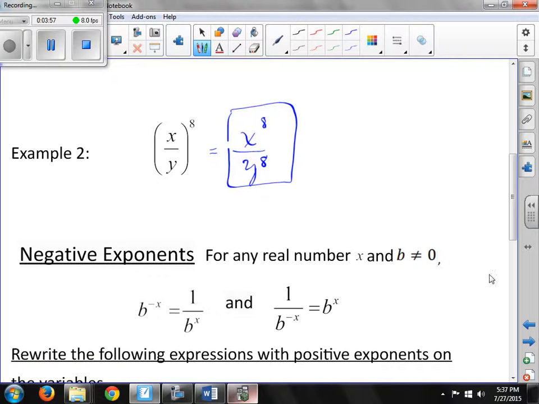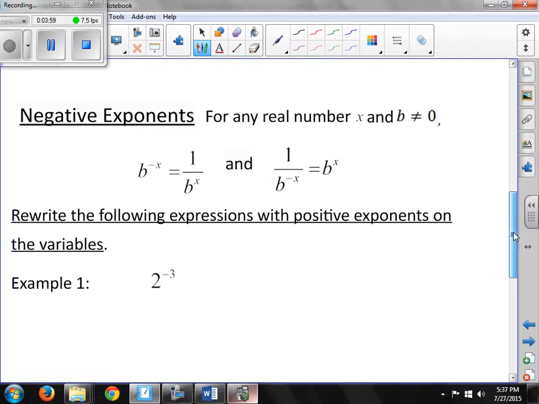Now, the negative exponent rule. For any real number x with b not equal to 0, b to the negative x is equal to 1 over b to the x. Notice if we have a negative exponent in the numerator, it goes down to the denominator and becomes positive. It makes the reciprocal. If we have a negative exponent in the denominator, we'll let it rise to the top, bring it to the numerator, and it will become positive.